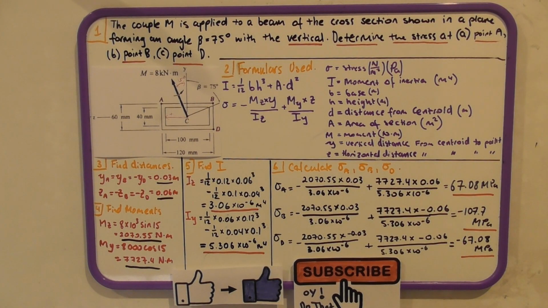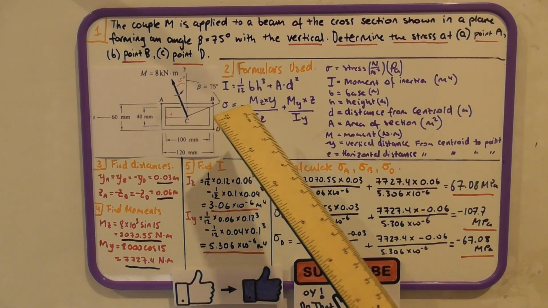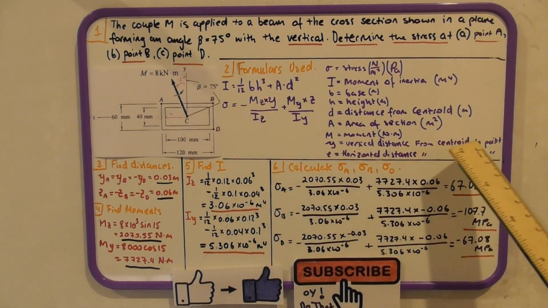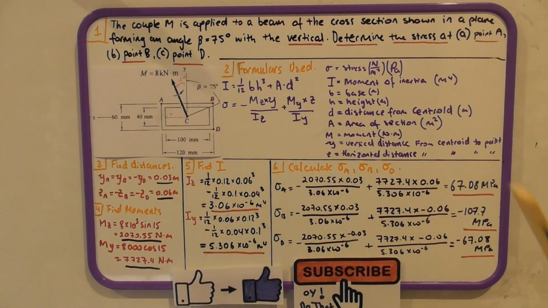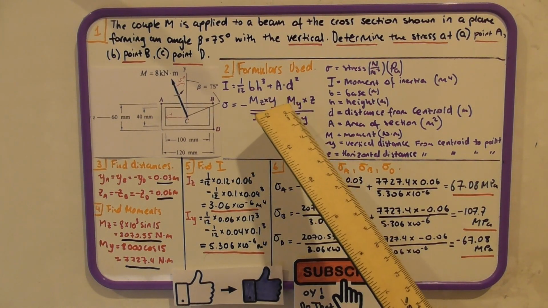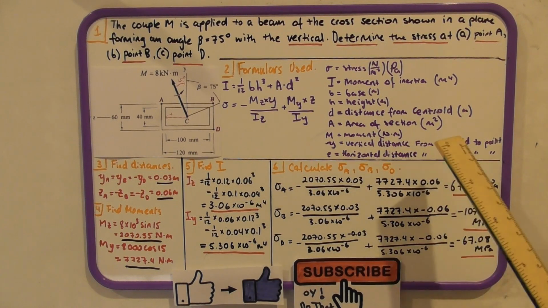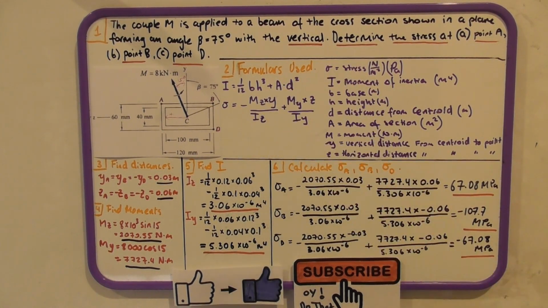And then we're going to determine the stress, and the formula for this stress is negative moment about z multiplied by the vertical distance from the centroid to point y divided by moment of inertia z, plus moment about y times horizontal distance from the centroid to a point z divided by moment of inertia y. Now first thing we'll do is find the distances.